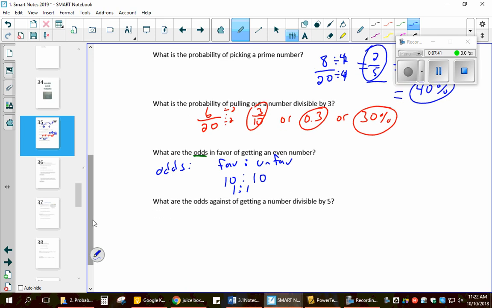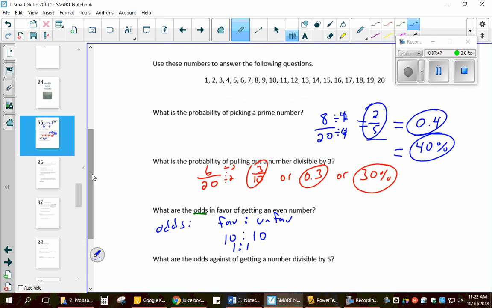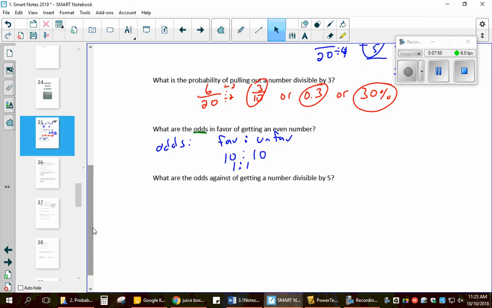What are the odds against getting a number divisible by 5? Okay, so that's going to require that we know all the numbers divisible by 5. So that's going to be 5, 10, 15, and 20. A good way to do these ones is write the odds in favor of getting one divisible by 5. So I'd say there's 4, dot, dot, and the total is 20, so it's 16, right? It's everything left. So it's 4, dot, dot, 16. That's also considered a complement, remember, from other units.